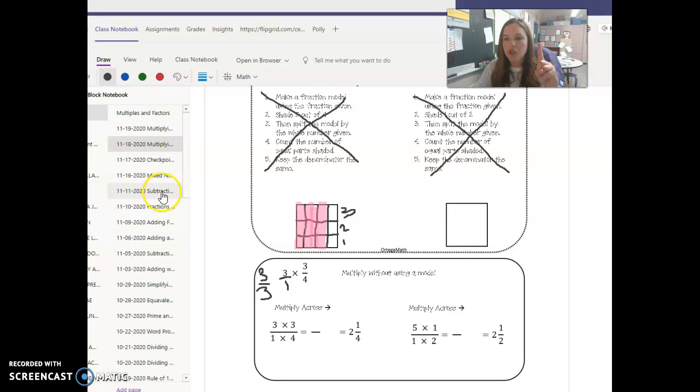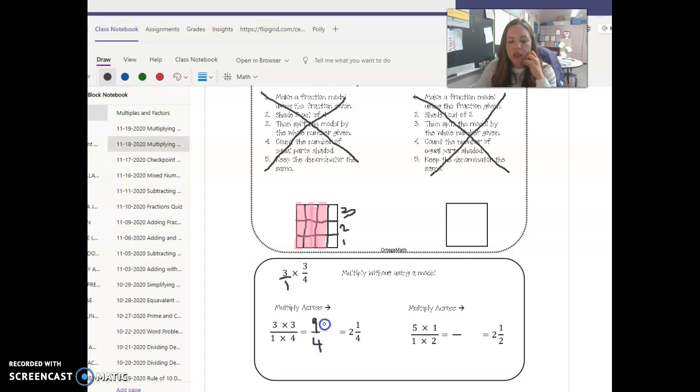And I kept asking you to show me with an appropriate finger what 3/3 or 4/4 represents, and you would give me a number 1. Well, in order to turn a whole number other than 1 into a fraction, we put our fraction bar and put a 1 underneath. And then we just multiply across. 3 times 3 is 9, and 1 times 4 is 4.